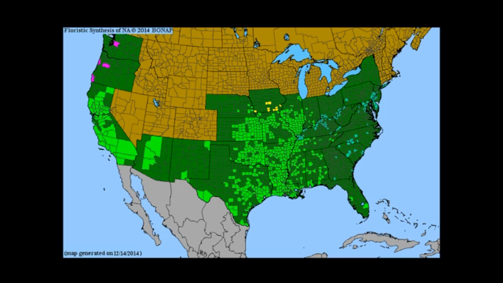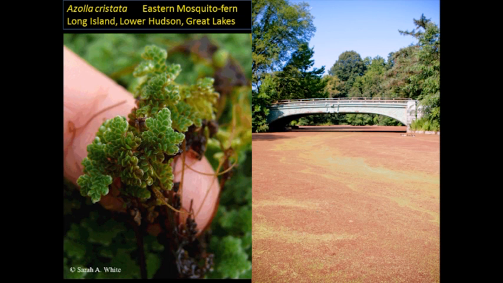This one's a real problem. You don't want this in your lake. And here's the azolla. So this is the one you were talking about, Eastern mosquito fern. I included this one. It's not non-native. It's native to New York, actually.